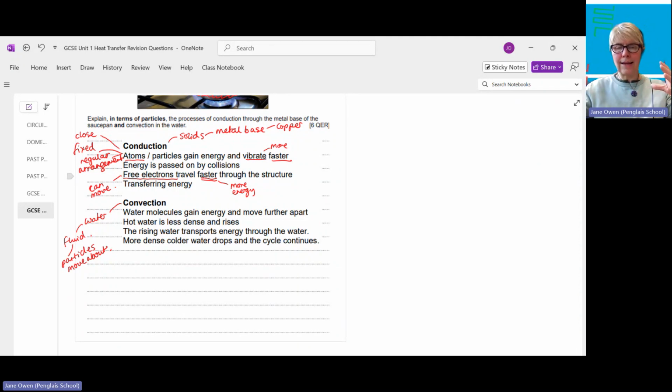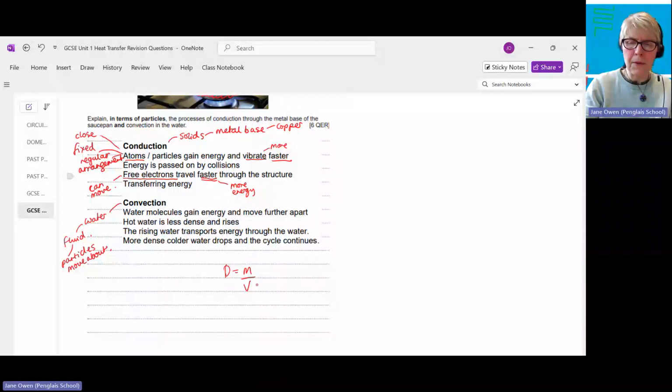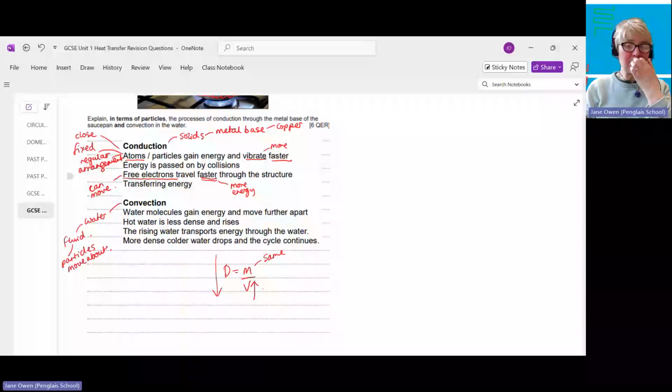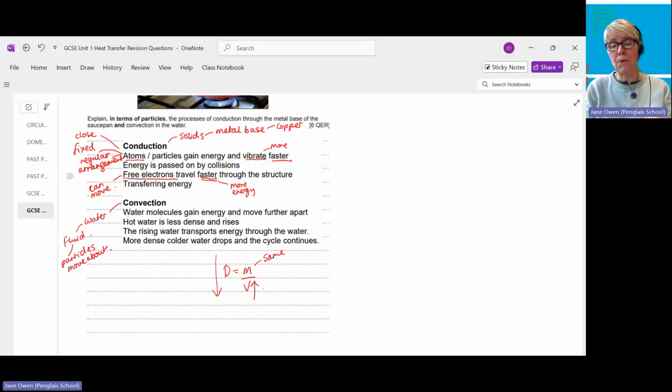So we say they expand, i.e. the volume expands. It becomes less dense because density equals mass divided by volume. The mass has stayed the same, but because the volume increases, the density will drop, because the density is inversely proportional to the volume. So if the volume increases, the density decreases. And in decreasing, the density gets less, and so therefore it's going to rise. So less dense hot water rises.